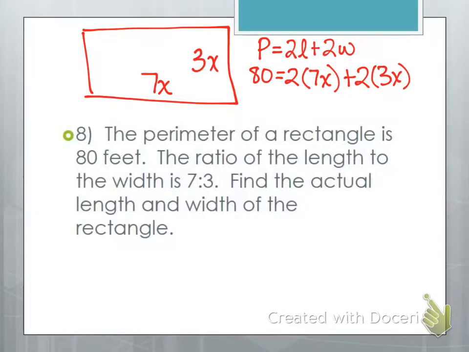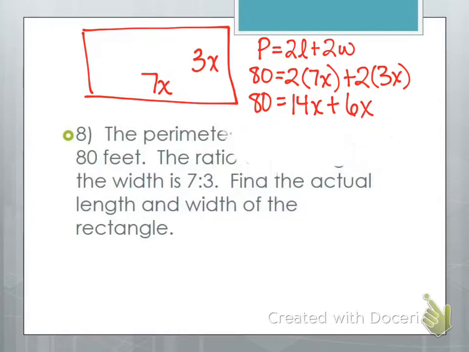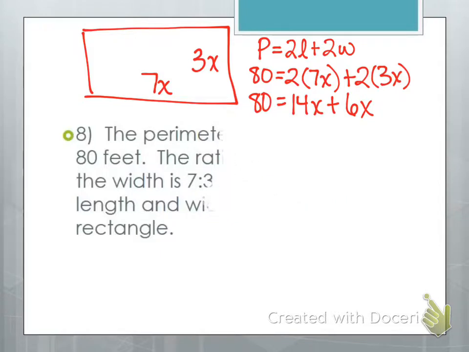2 times 7x is 14x. 2 times 3x is 6x. If I add all my x's together, what do I get? 20x. So I'm going to take away the problem so I can keep solving it. So we have 80 equals 20x. To finish solving for x, we are going to divide by 20.